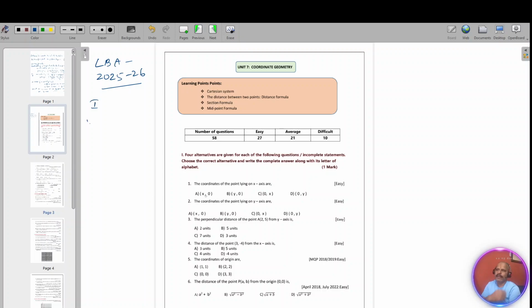First question. The coordinates of the point lying on the x-axis. When a point lies on the x-axis, you have to remember 2 points. If a point lies on the x-axis, the point will have an x coordinate value and the y coordinate will be 0. If a point lies on the y-axis, then the point will have a y coordinate value, some number, and its x coordinate will be 0. Okay. So just check out here.